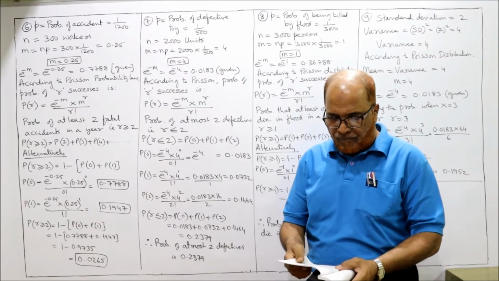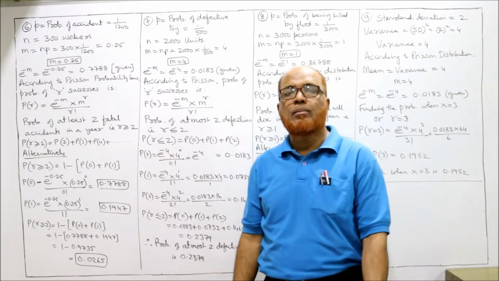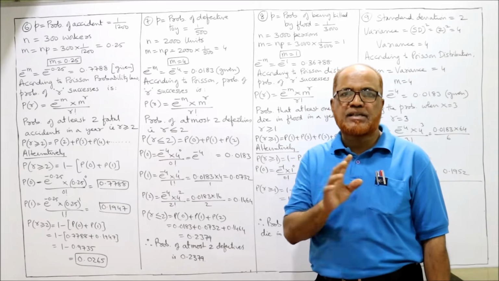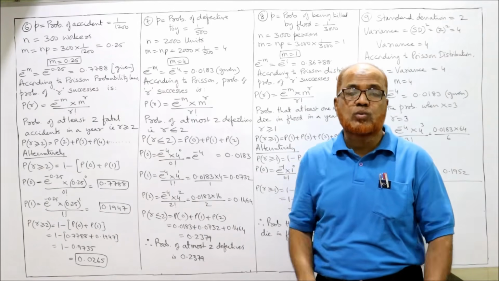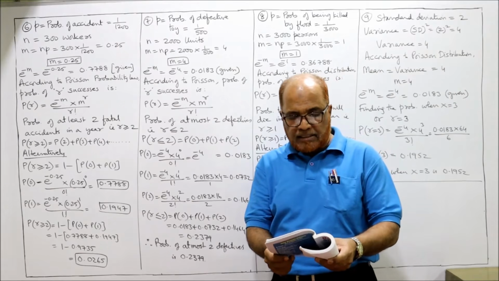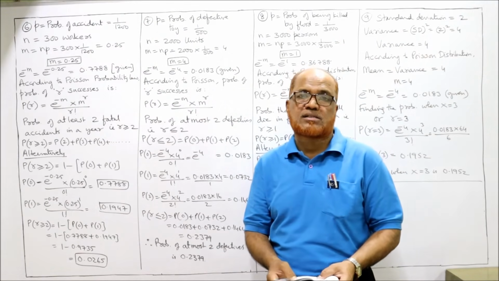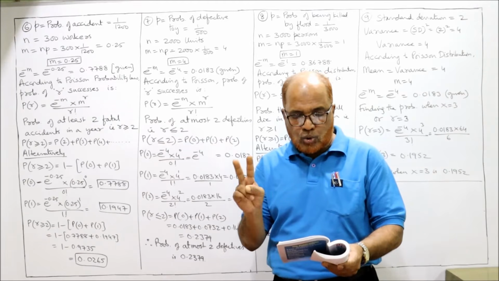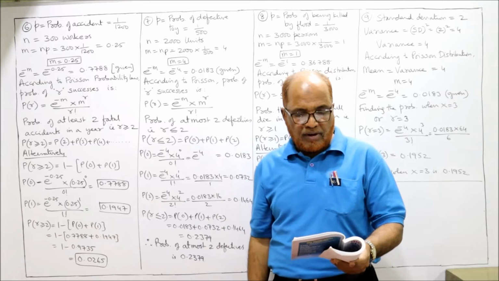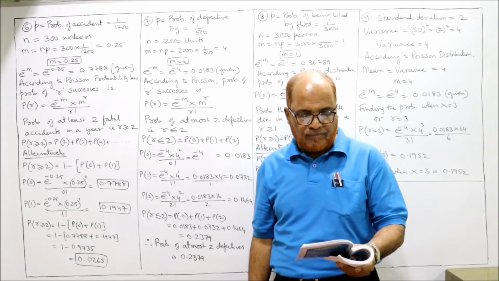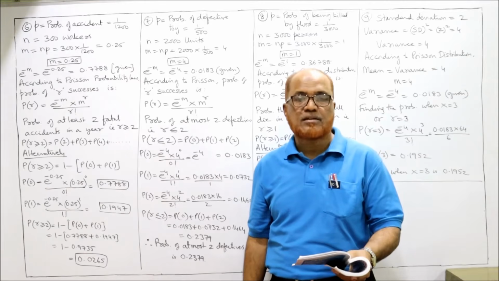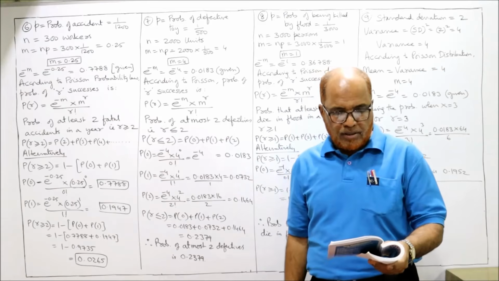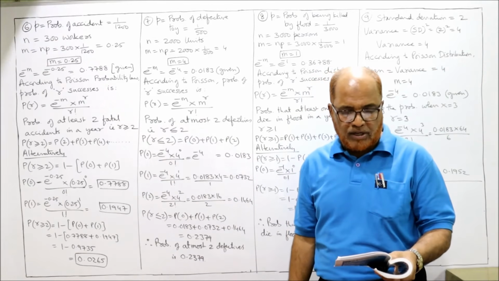Assuming that the probability of a fatal accident in a factory during a year is 1 by 1200. Calculate the probability that in a factory employing 300 workers, that is n equal to 300, there will be at least 2 fatal accidents in a year. Given e to the power of minus 0.25 is 0.7788. So in the problem itself, the value of e to the power of minus m is given.